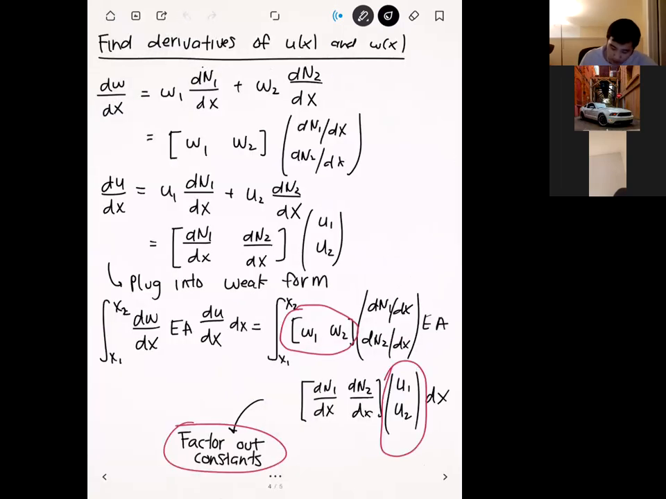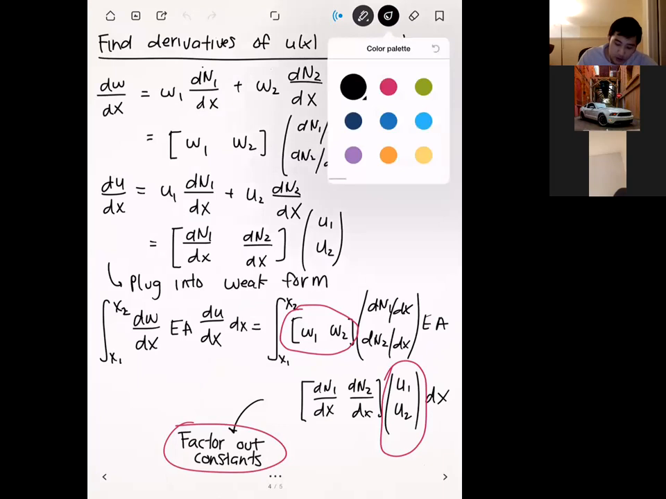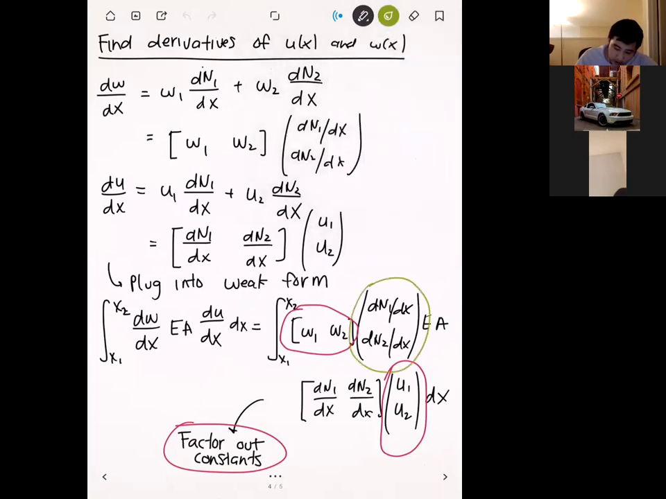All right, and so if we factor those out, what we get is W1, W2, integral from x1, x2. Okay. I'm going to go ahead and perform the matrix or the vector multiplication. And so what we end up with is a 2 by 2 matrix, because what we have here is this vector right here of dn1 dx and dn2 dx. This is a 2 by 1 matrix. And then this vector right here is a 1 by 2. And so if you perform multiplication, you end up with a 2 by 2 matrix.